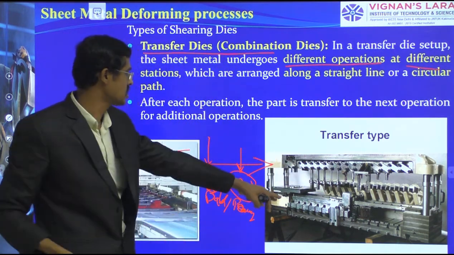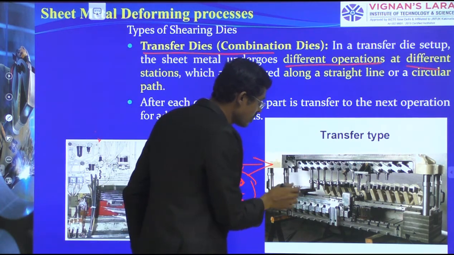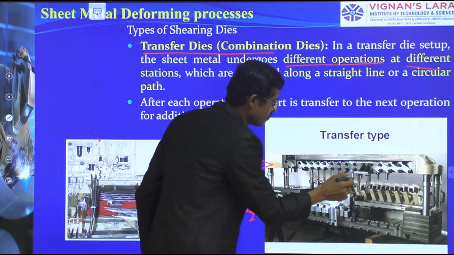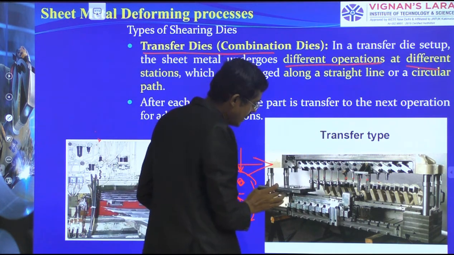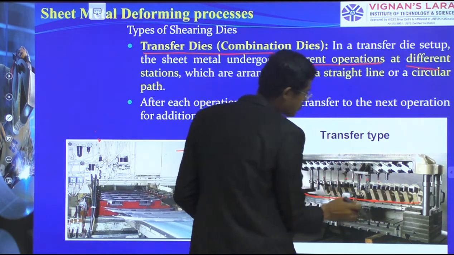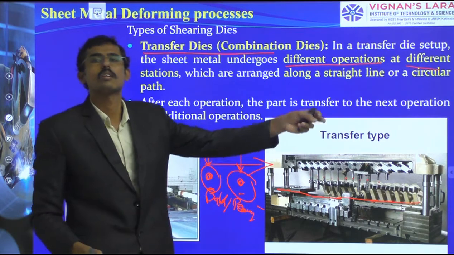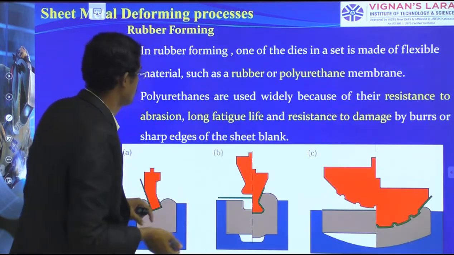This image shows you a transfer type operation where a number of punches are there. The strip has to come, the die has to move from here. This is the die, it is going to move, and the various punching mechanisms will take over on the setup. So transfer die, multiple operations.